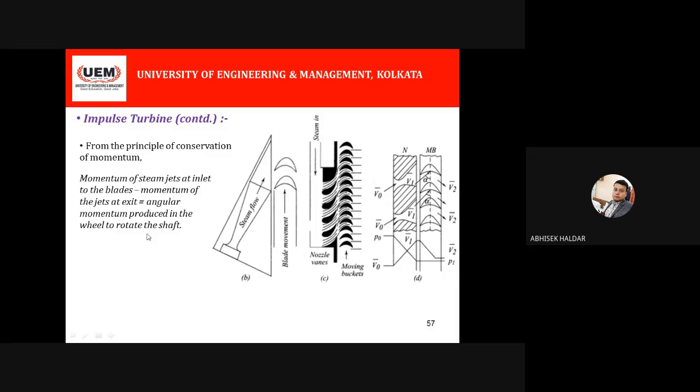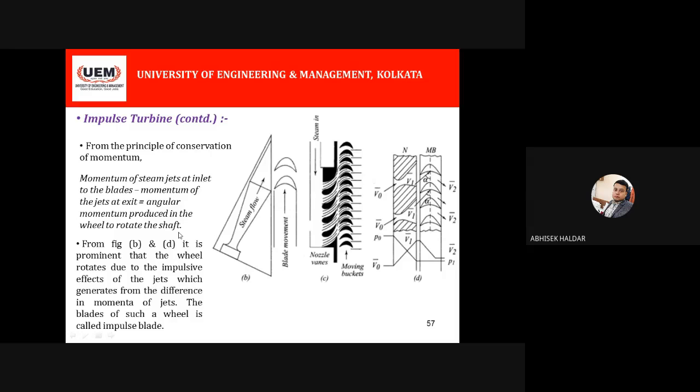So this change in momentum acts as the impulsive effect. You can see from figures B and D that the wheel rotates due to the impulsive effect of the jets, which is generated from the difference in momenta of the jets at the inlet to the blade and at the outlet of the blade. That is what creates the impulsive effect on the impulse turbine blades. The blades of such wheels are called impulse blades. Is that clear? This impulse effect is why it is called an impulse turbine.